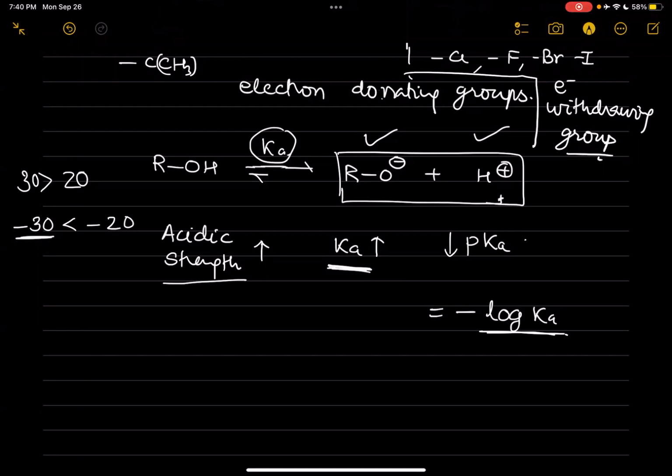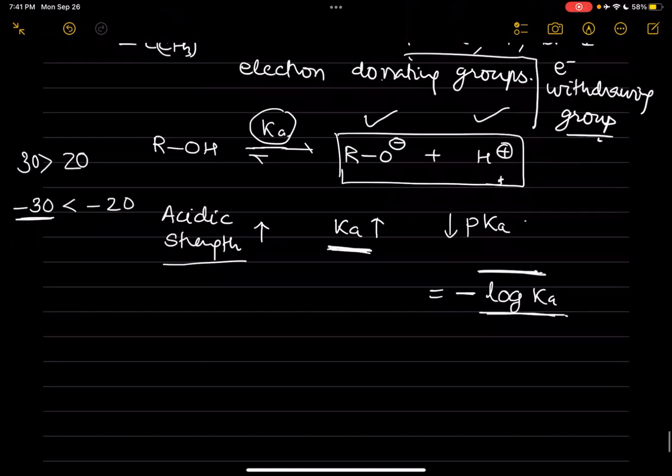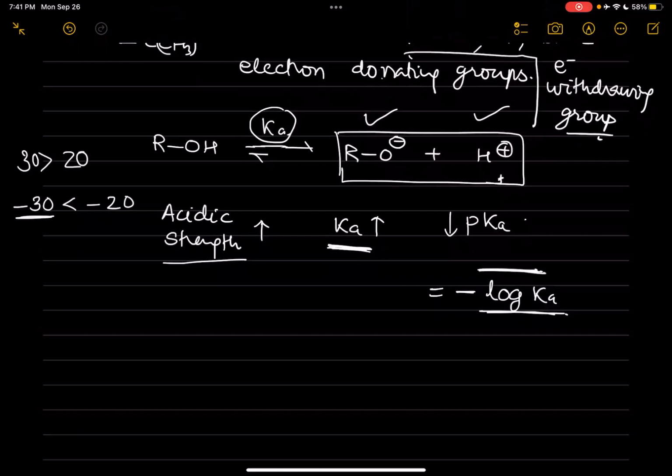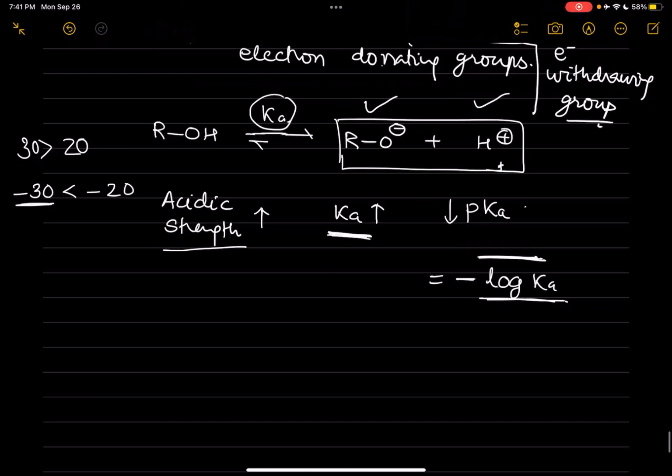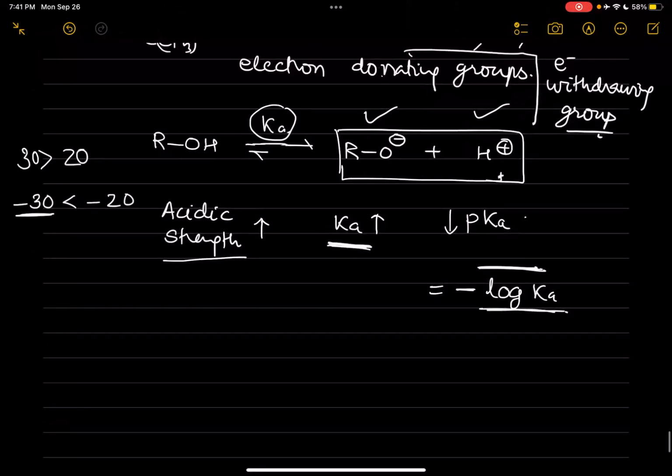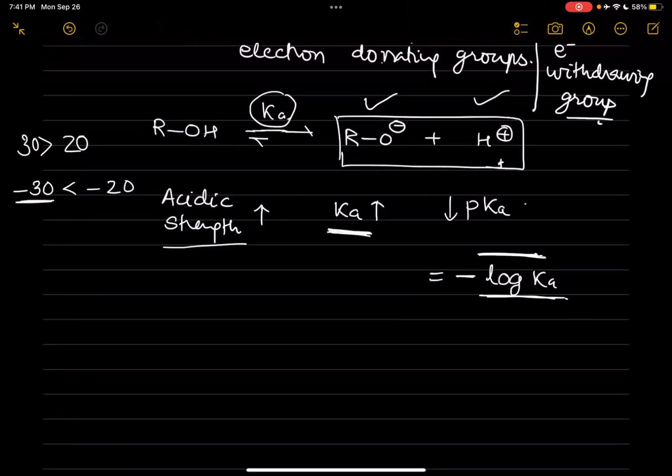And pK is the negative logarithm of Ka. Because we have put the negative sign, the value of this is going to be less. So more acidic means more Ka, but pK is going to be less. So the order of pK follows the order reverse to acidic strength. Is it clear? Ryan, Anushka, Imad, Arshin. Yes, sir. Yes, sir. Yeah.